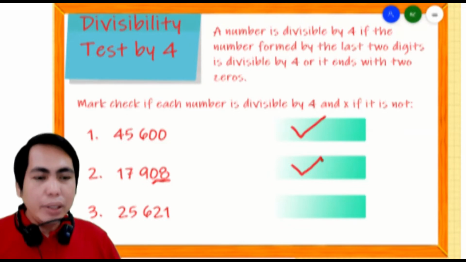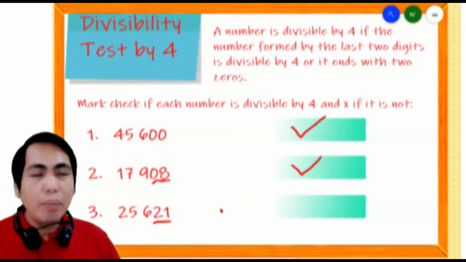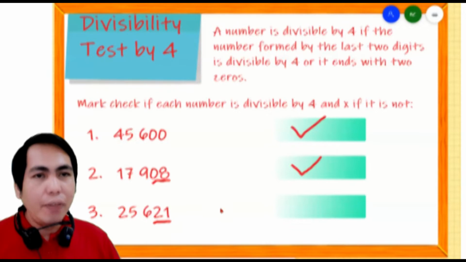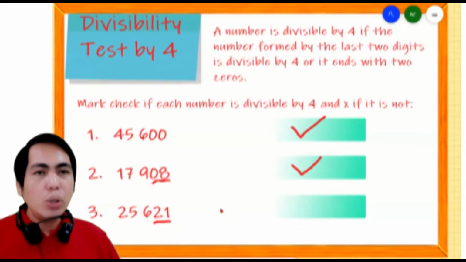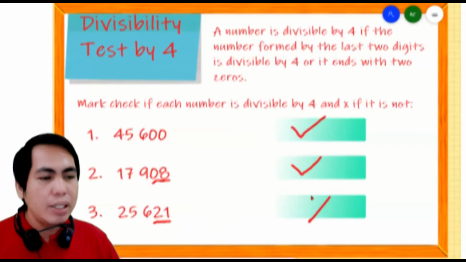Finally, number 3: 25,621. The last two digits are 2 and 1 to form the number 21. Since 21 is not divisible by 4, automatically the number 25,621 is not divisible by 4. So this is an X.